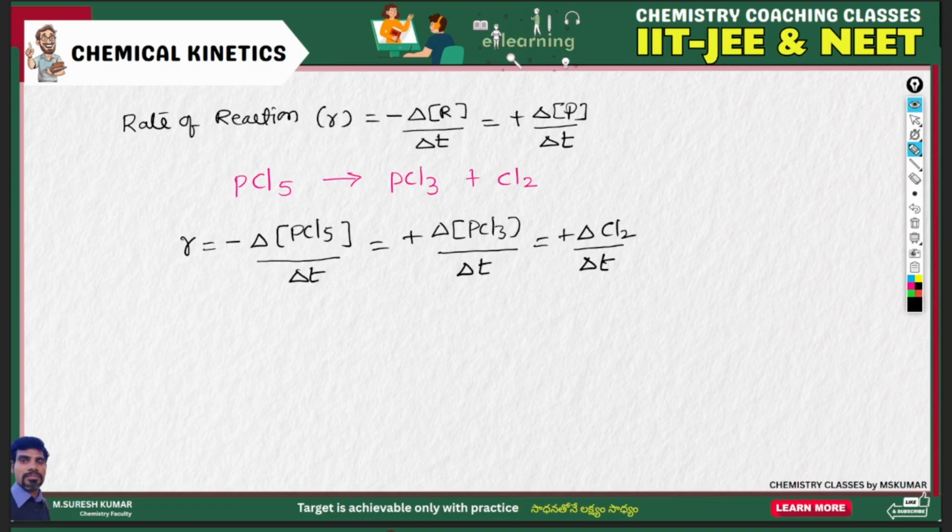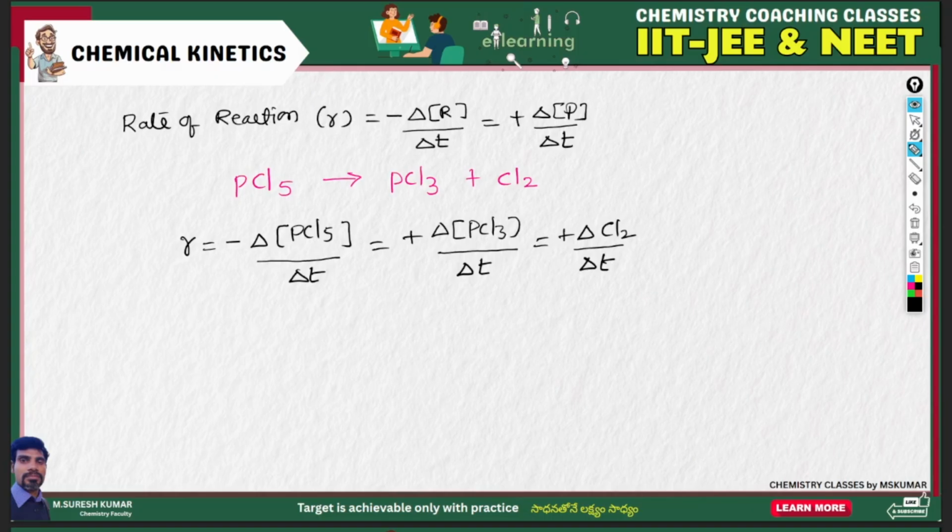Clear? Here the concentrations of PCl3 and Cl2 are products, right? So in front of those concentration terms, what sign do we use? Positive sign. That positive sign indicates the increase in concentration of product with respect to change in time t. Similarly, here a negative sign is used in front of the concentration term of the reactant. The negative sign indicates the decrease in concentration with respect to time t.